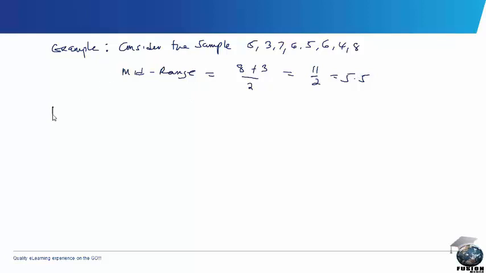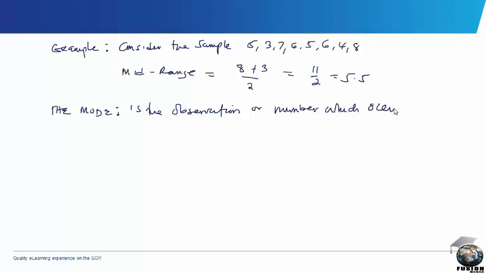Now we're talking about the mode. The mode in a data set is the observation which occurs most often. Or you can say it's the number with the highest frequency.